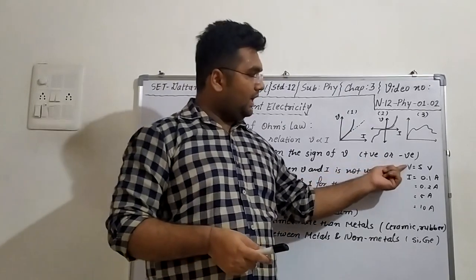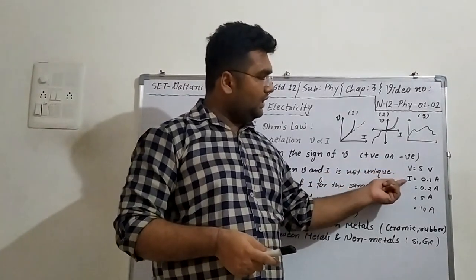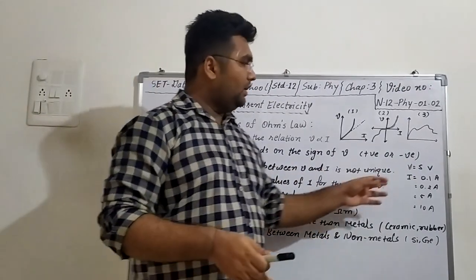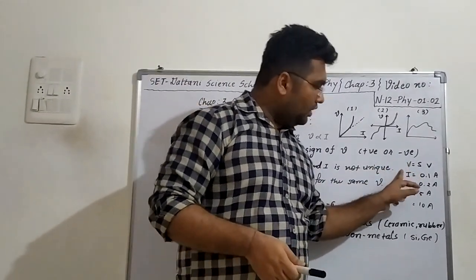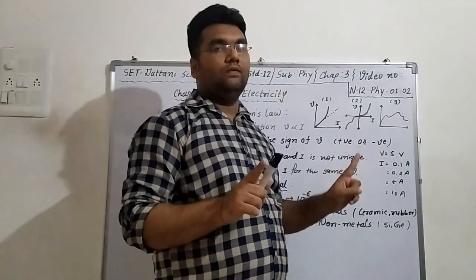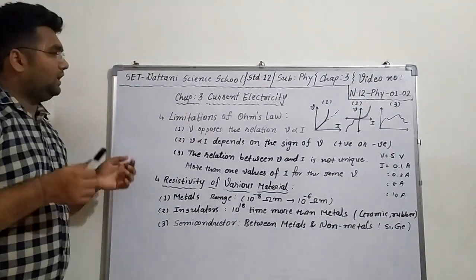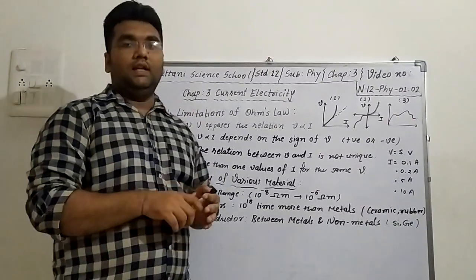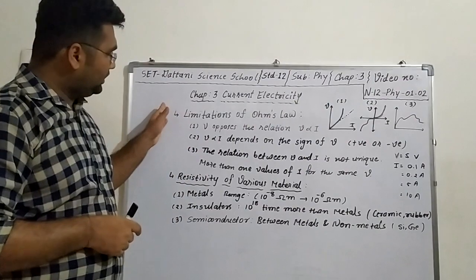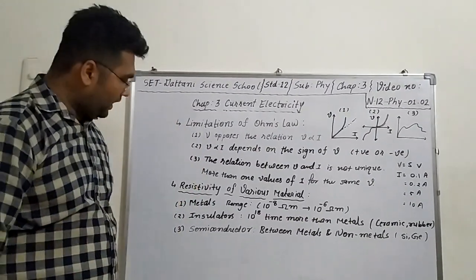Unique means there is only one relation between V and I, but there are so many devices in which you are taking more than one output for only one input. So these were the limitations of Ohm's law. That is a very important question to be asked in exams. This question was of 2 marks.